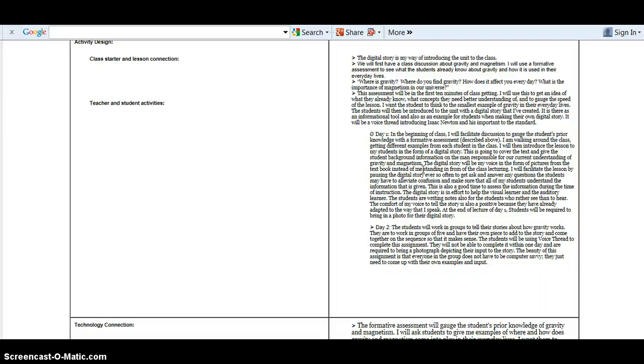I will play a digital story. The digital story is basically to take the place of the textbook that they would have. So I implemented pictures with descriptions of what they need to know that's in their textbook. So day two, well, let me show you the digital story and then we will continue further.